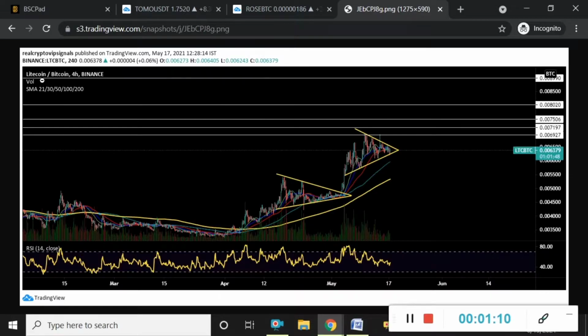This is the LTC and BTC pair on Binance, and this 240 minutes is the time frame the chart is being viewed on. 240 minutes can be counted as 4 hours. Now, what we are looking at over here is that the price breaks this yellow trend line and closes above it. I'll go over this again in a second.